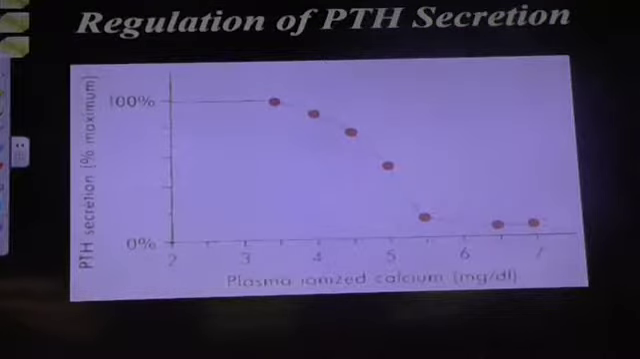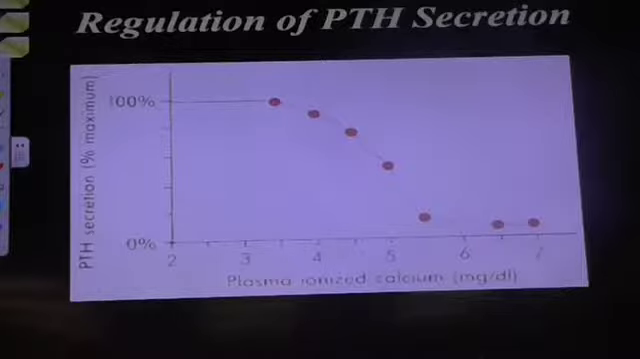This is just showing you the regulation of PTH. The y-axis is the PTH secretion, the x-axis is the plasma ionized calcium. If you notice, it's a very rapid response, but at 100% you can see the ionized calcium down there is building up, right? But what if you don't have any secretion? What happens to that ionized calcium?